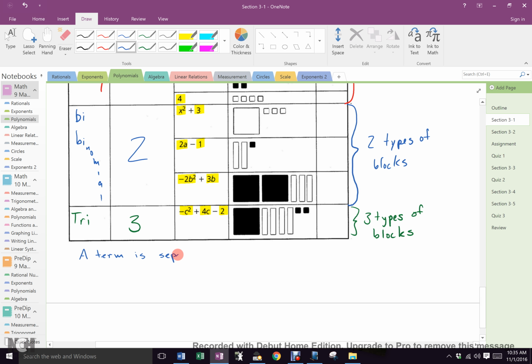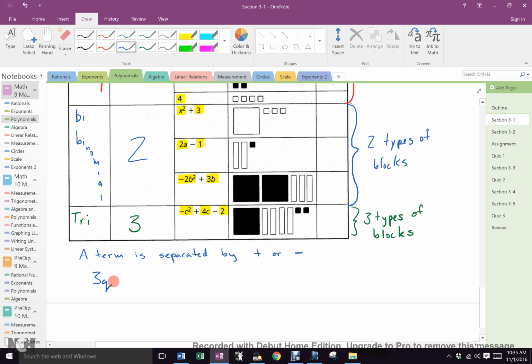is separated by plus or minus. Everybody with me? So I'm going to write something here. You tell me if it's a monomial, a binomial, or a trinomial. Everybody ready? Let's go.